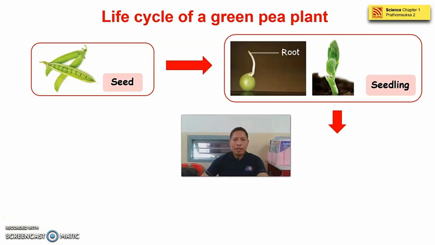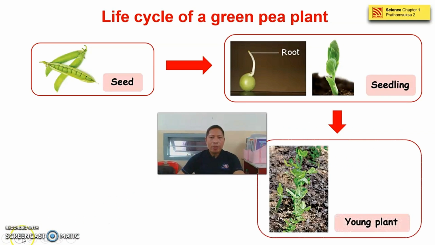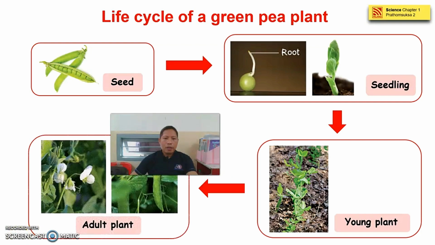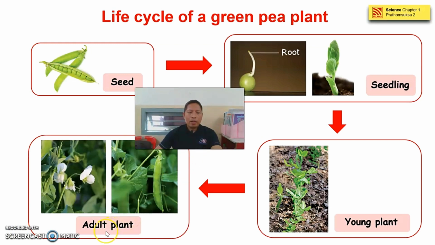And after that, the next process will be young plant. Okay, young plant. After, it will become adult plant. It will become a seed again. Its cycle or the life cycle. This is the life cycle of a green pea plant.